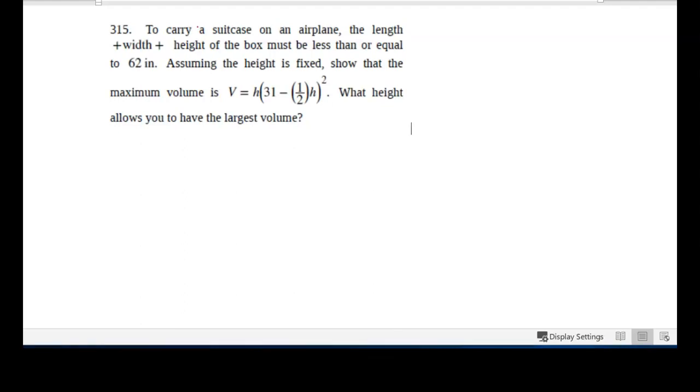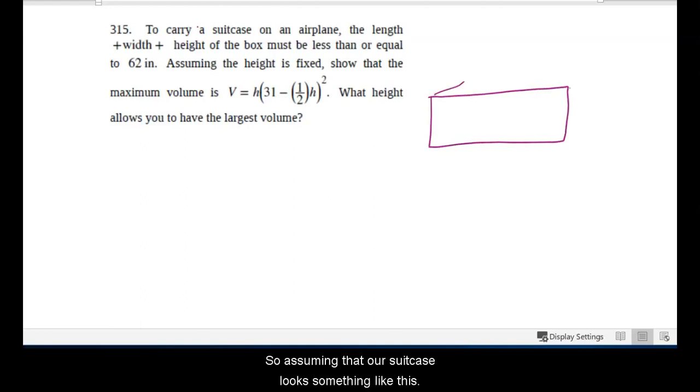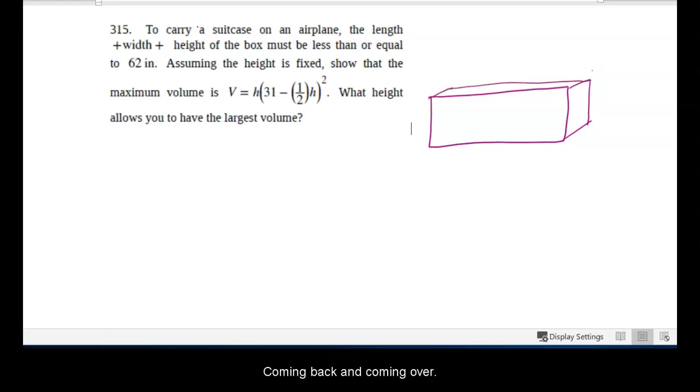A suitcase. In this case, we might want to go ahead and draw a suitcase, which in our case would be something looking like a rectangular box. So assuming that our suitcase looks something like this, and we've got, oops, my suitcase didn't really come together too well, so let me see if I could do a better job with a suitcase. All right, take that one off. So coming back and coming over, there we go. There is our suitcase. So let's continue with the words.